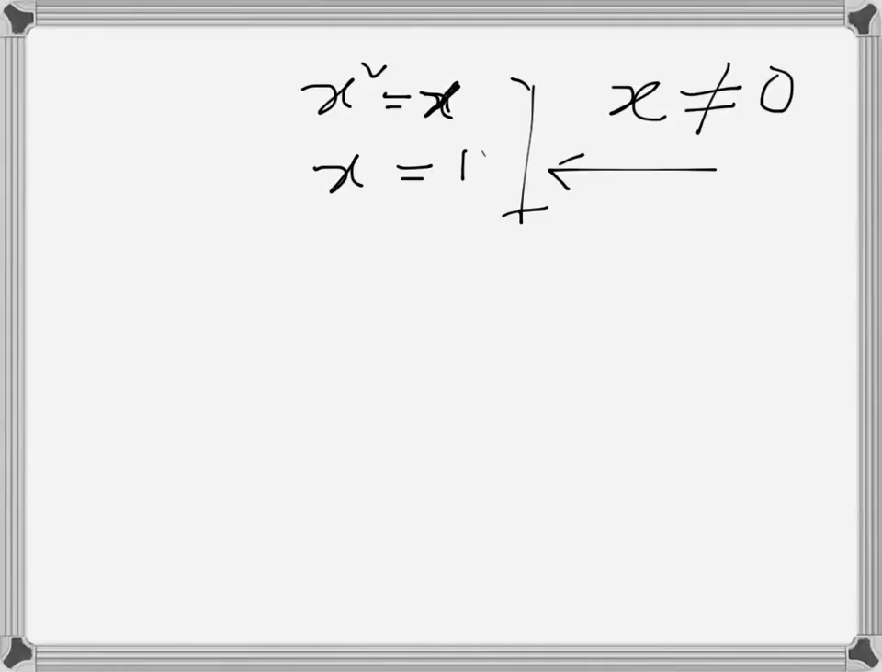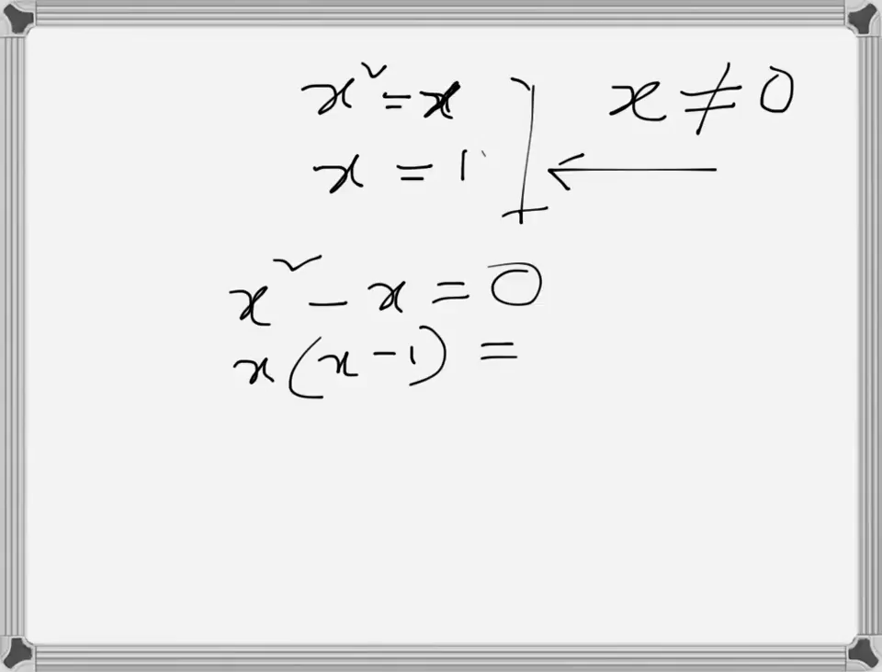So that's what happened. So the appropriate procedure of doing this problem is taking the x on the other side, so not dividing anything, and then factoring like that. So now we can see we have two solutions, either x is equal to 0 or x minus 1 is equal to 0, which results in x is equal to 1.